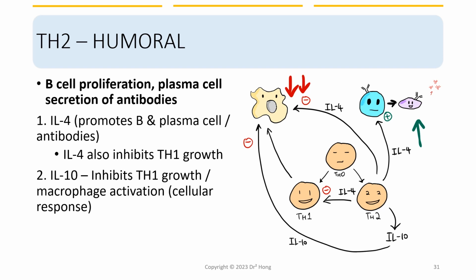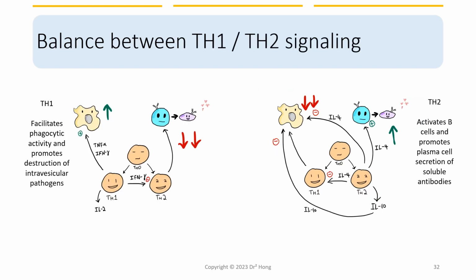So here is the balance between Th1 and Th2 helper cells, putting the two pieces of information together in one page. Th1, it is really important to remember, facilitates phagocytic activities and promotes destruction of intravascular pathogens. And Th2 activates B cells and promotes plasma cell secretion of soluble antibodies. And this balance is achieved by different cytokines that are released by either Th1 or Th2.